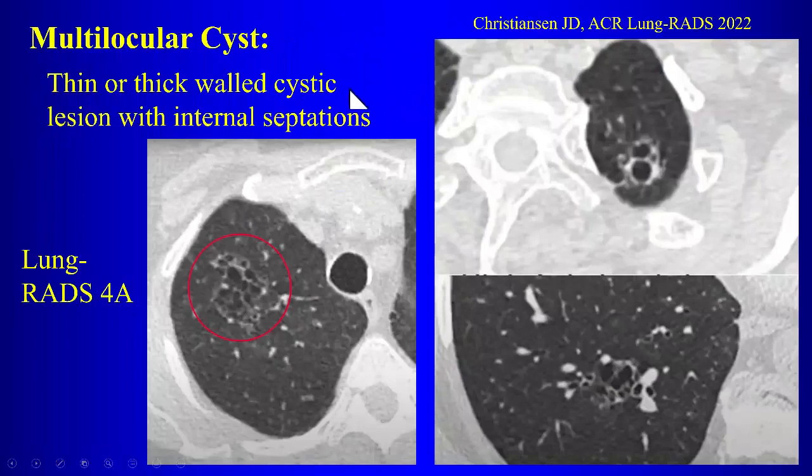So you can have multilocular cysts. These may be thin or thick-walled cystic lesions with internal septations. So if we have internal septations or a multilocular lesion like this, even if the walls are thin, that still counts as an atypical pulmonary cyst. So that, again, would be classified as a Lung-RADS 4A lesion.